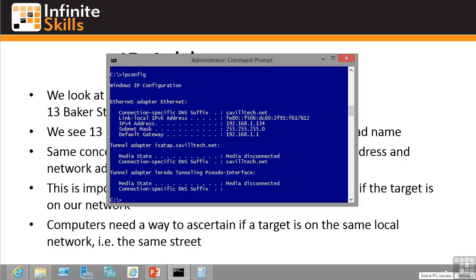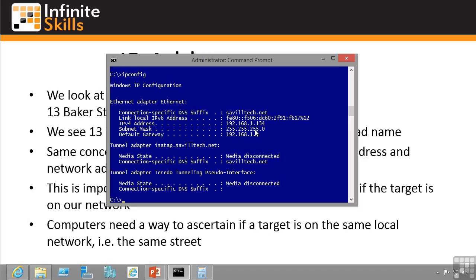In this lesson, we're going to talk about subnetting. Now, in my example of this IP config I showed earlier, you'll notice that I have my IP address, but I also have this subnet mask, 255.255.255.0. And like an IP address, this is a 32-bit address.